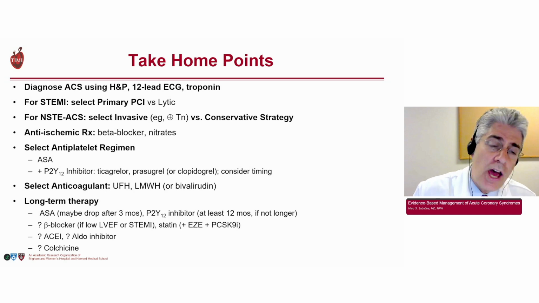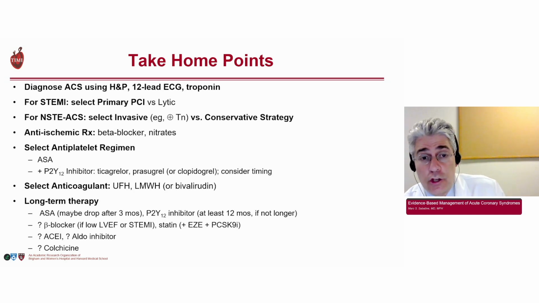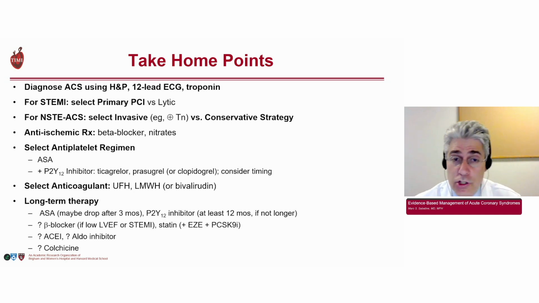lyse them. For non-ST elevation, you've got to decide whether you're going to manage them with an invasive versus a conservative strategy. And typically for people who have ruled in with a positive troponin, we tend to bring them to the cath lab. Anti-ischemic therapy, beta blockers, and nitrates. Again, remember for the beta blockers, it's a marathon, not a sprint.